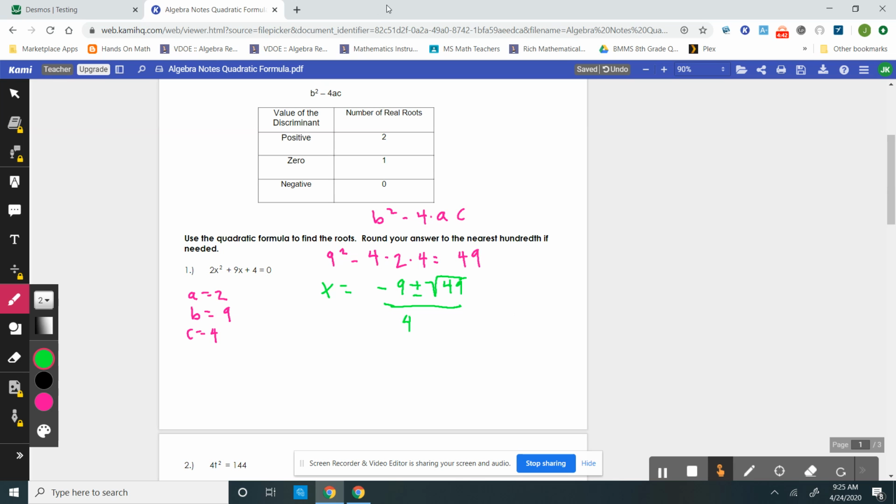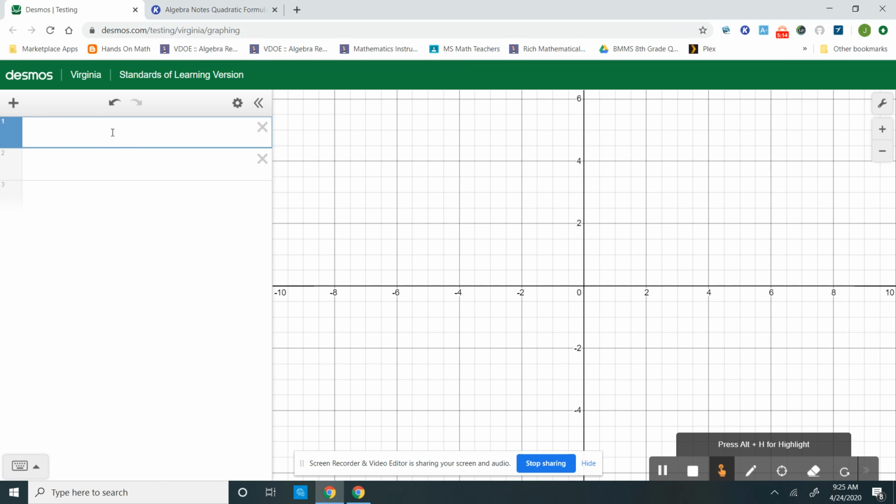So when you go to type it in, you can type it in using Desmos, or if you still have your graphing calculator, you can do that too. But I'll show you how to type this in. So once you click on the Desmos link, then you can type it in. You're going to do -9 plus the square root of 49 divided by 4, and then you'll go through and subtract it instead, because you'll do both of these, but we'll take care of the plus first. So you can do -9 plus the square root of 49 first.